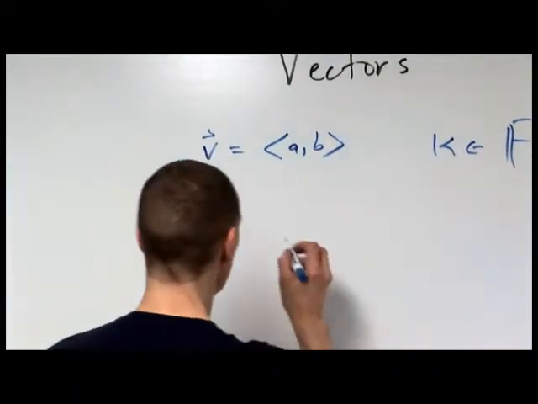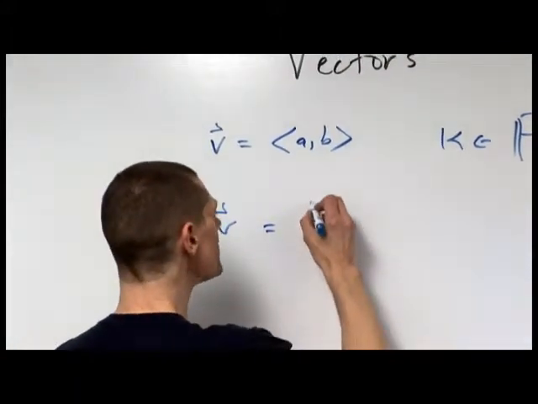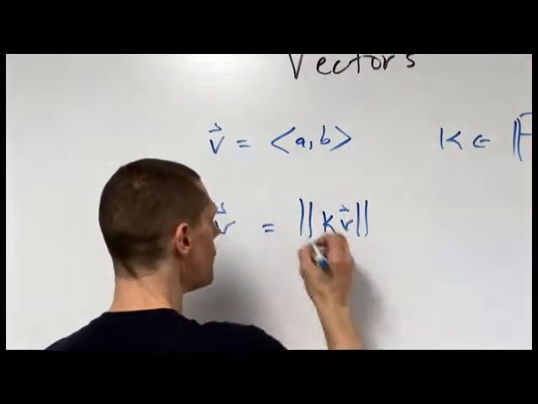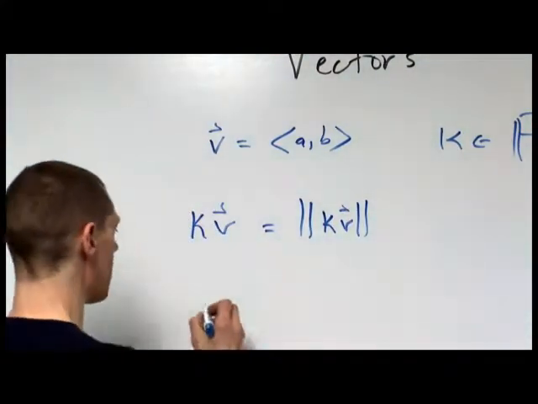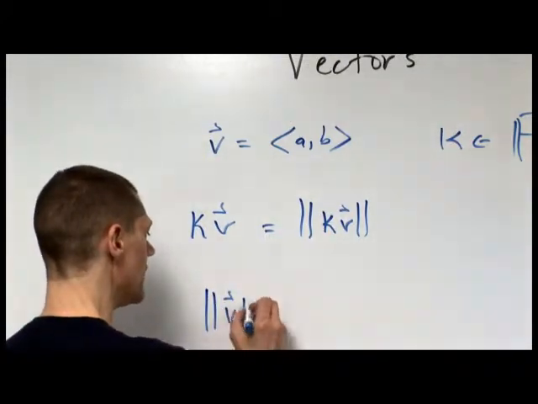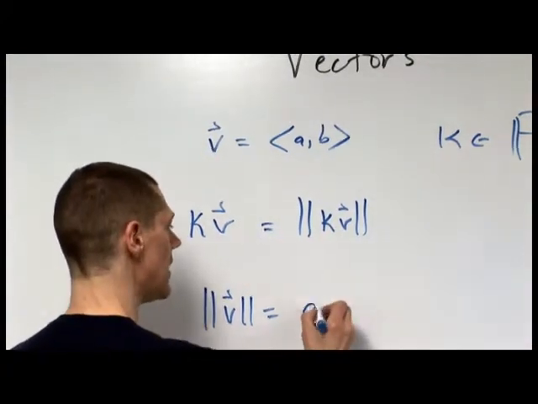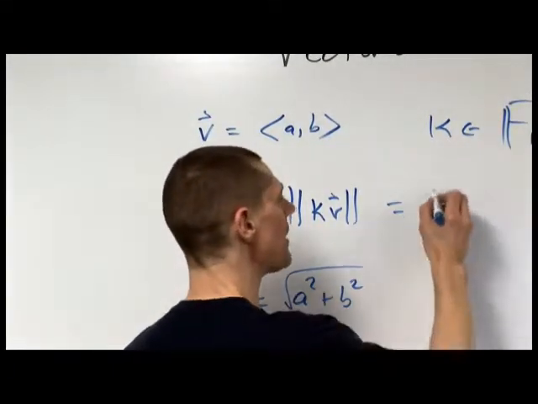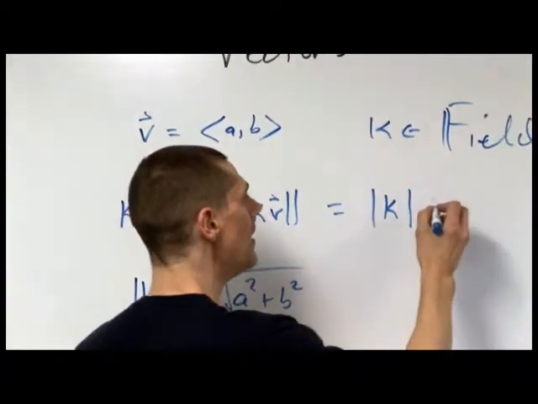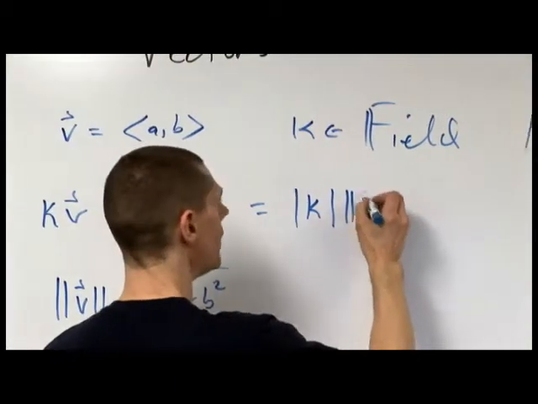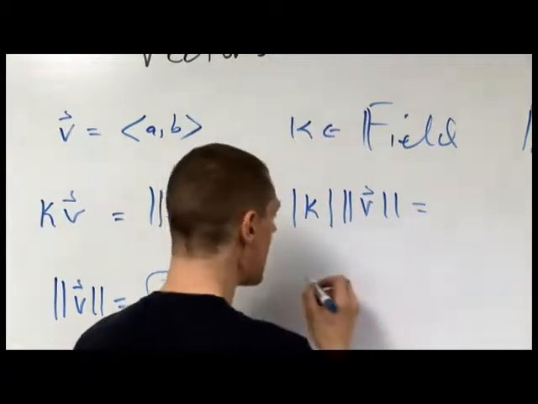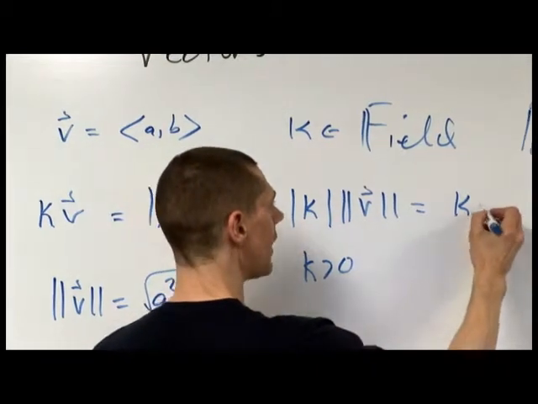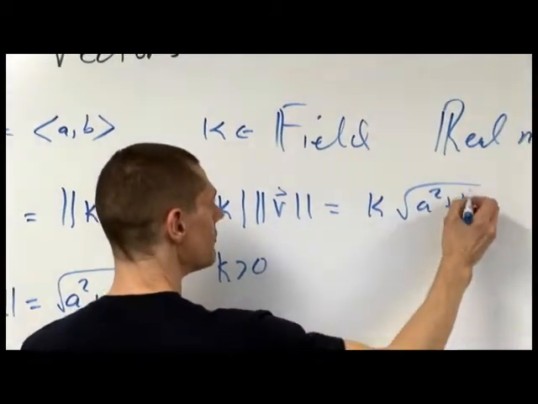So let me see, what did I need to tell you? If you have this, what is the norm of kv as opposed to the norm of just v? Remember that the norm of v is, in this case, the square root of a squared plus b squared. This norm is the same as the absolute value of k times the norm of v, which in this case, if k is greater than 0, will be k times the square root of a squared plus b squared.